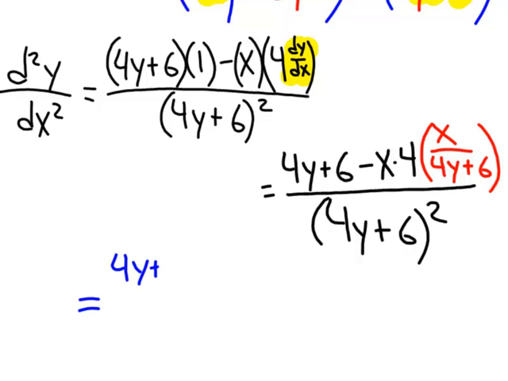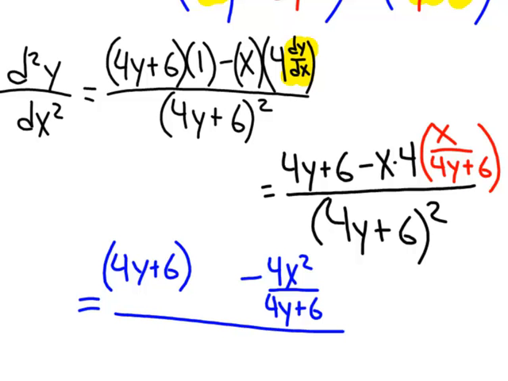Let's do 4y plus 6. Let's put it in parentheses and leave ourselves some space. That's this 4y plus 6 right there. And leave ourselves some space and do minus 4x squared over 4y plus 6, all over 4y plus 6 squared.